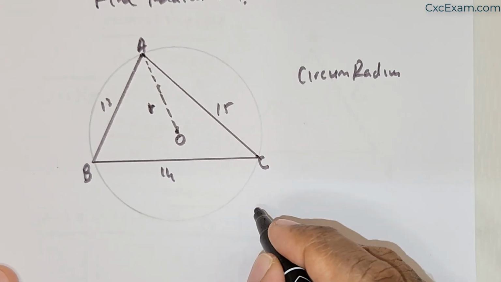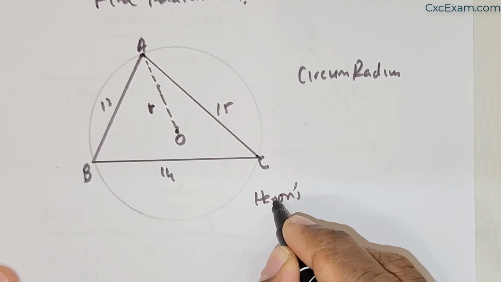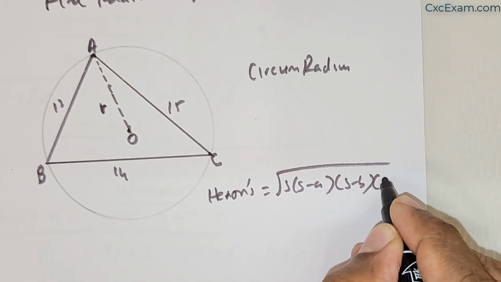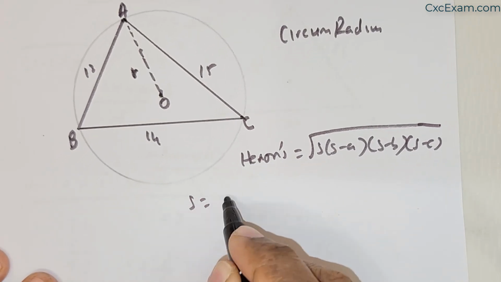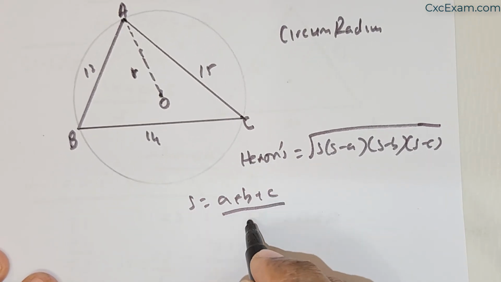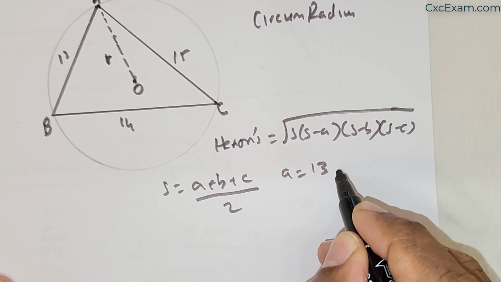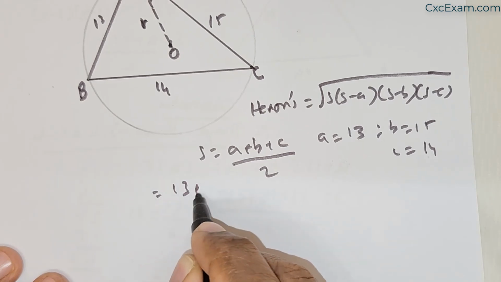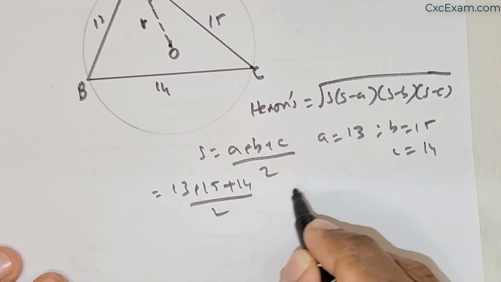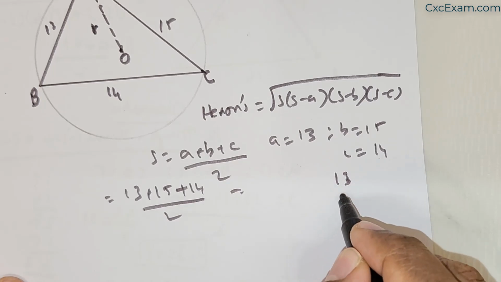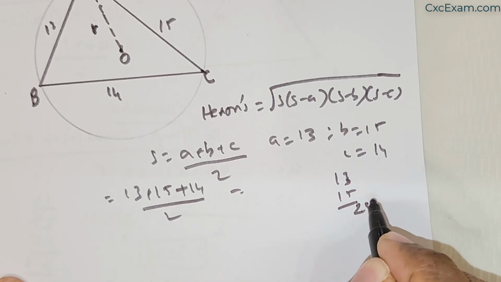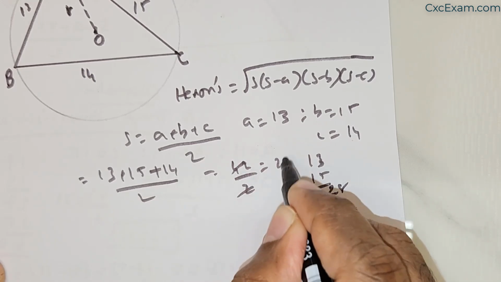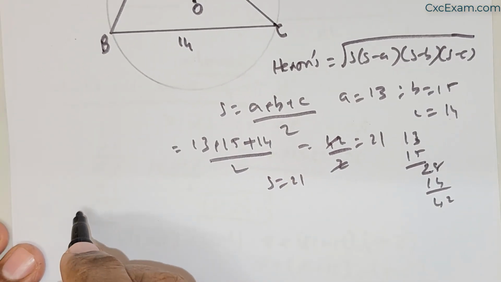So what I'm going to do is use Heron's formula again, which is square root of S into S negative A, S negative B, S negative C, where S is equal to A positive B positive C divided by 2. A is equal to 13, B is equal to 15, C is equal to 14. So 13 added with 15 added with 14 divided by 2. 13 with 15 will give me 28, and 14, that is 42, divided by 2 is 21. So S is equal to 21.